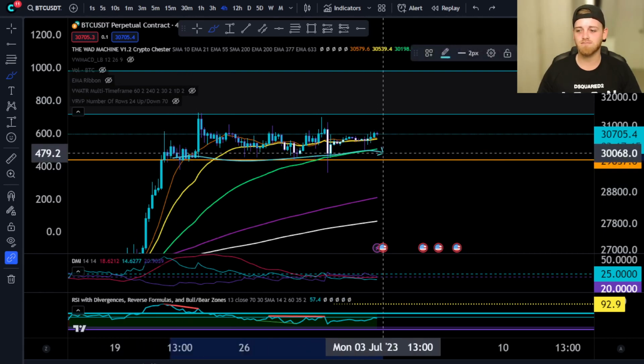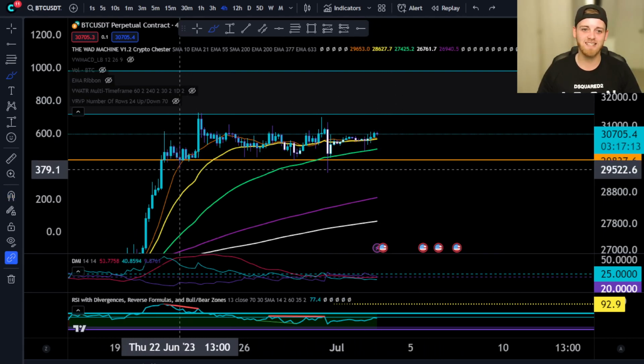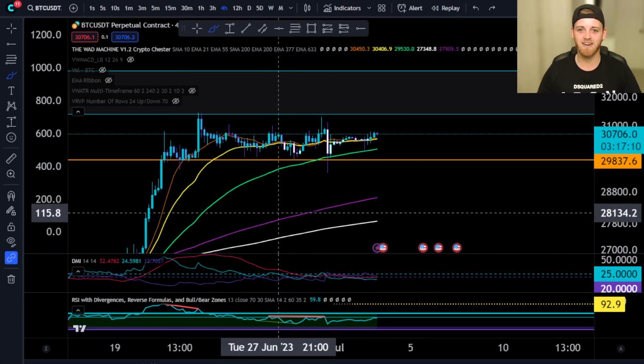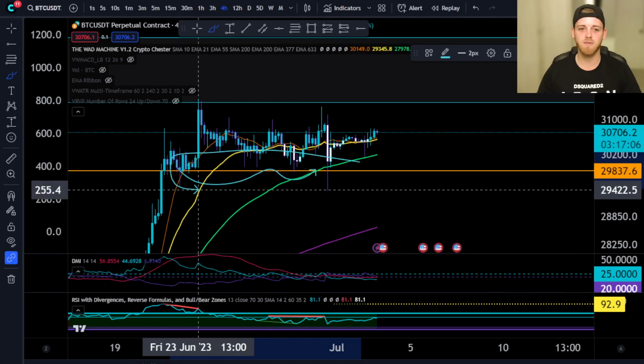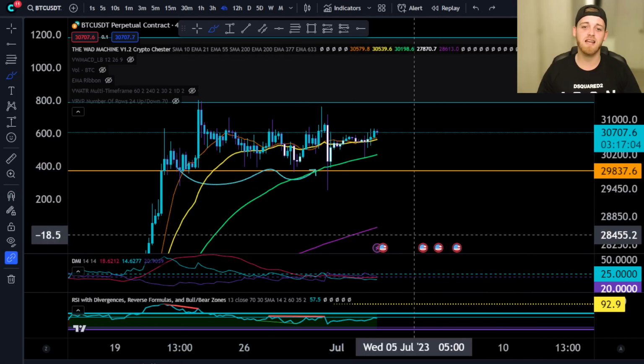So it'd be nice to get out, right? It'd be nice to get out. Around 20 days we've been in this area. In terms of support that we could be looking for, guys, you can see we just spoke about this on the short-term time frame. These are the levels of support around 29,800.